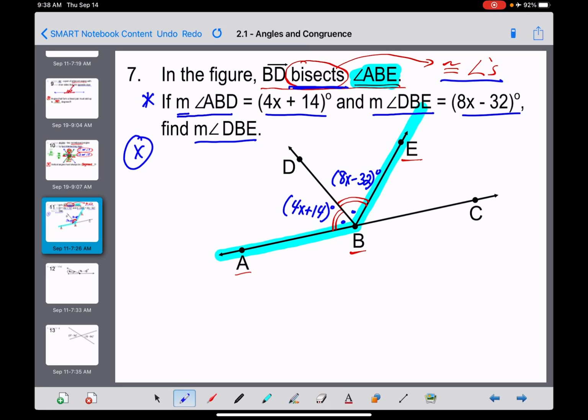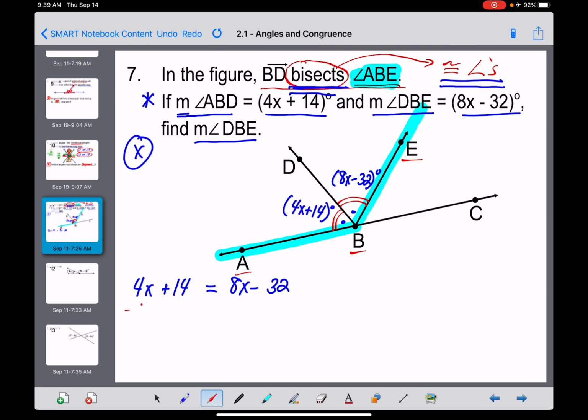And what does the word congruent mean? Having equal measures. So our equation here, everybody, is that 4x plus 14 has to be equal to 8x minus 32. Because of the word bisector, that tells you that those two smaller angles are congruent, which means their measures are equal. All right, so let's solve this equation.